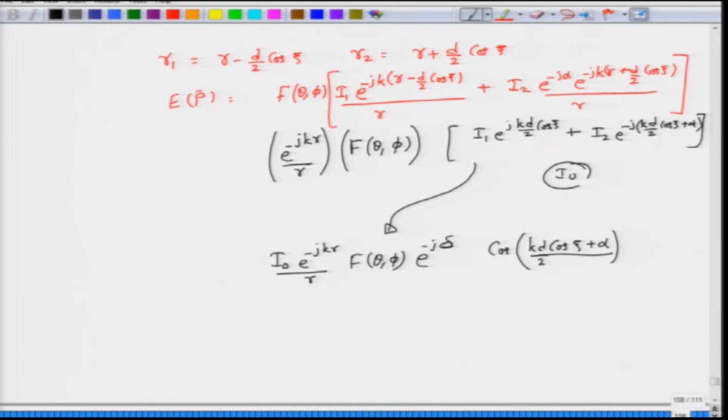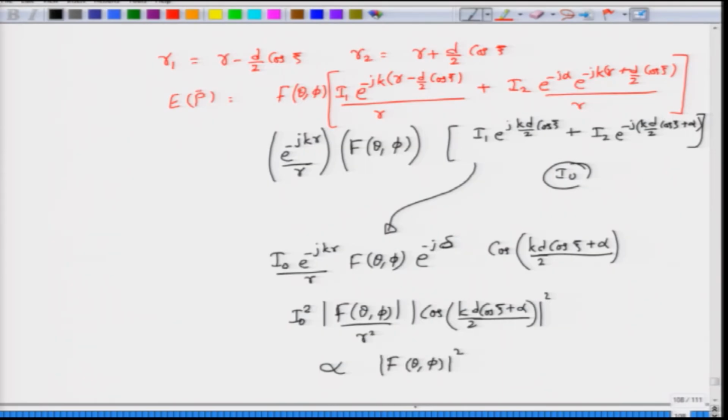Okay. The power, of course, will be proportional to the magnitude of this, which would be f of theta phi divided by r square, this magnitude. Of course, there is I 0 square which I have assumed to be real, this e power minus j delta will cancel out, and then you have the magnitude of cos k d by 2 cos zeta plus alpha, or the magnitude square of it. Now, if you fix r to be a constant and I 0 is usually a constant, the power pattern is proportional to the magnitude of the field pattern squared times this additional cosine term.